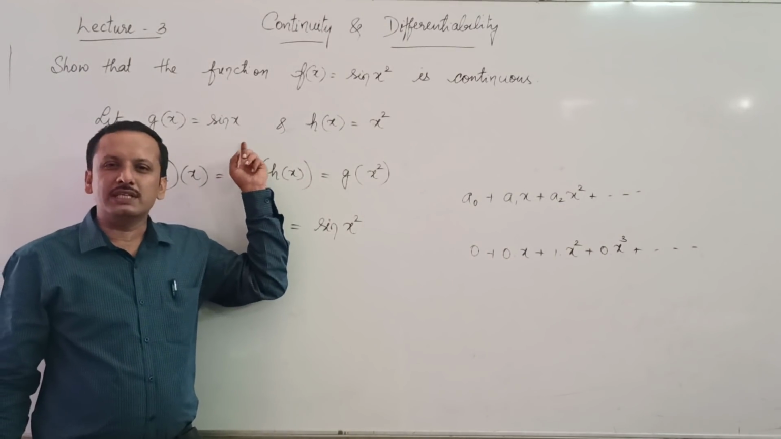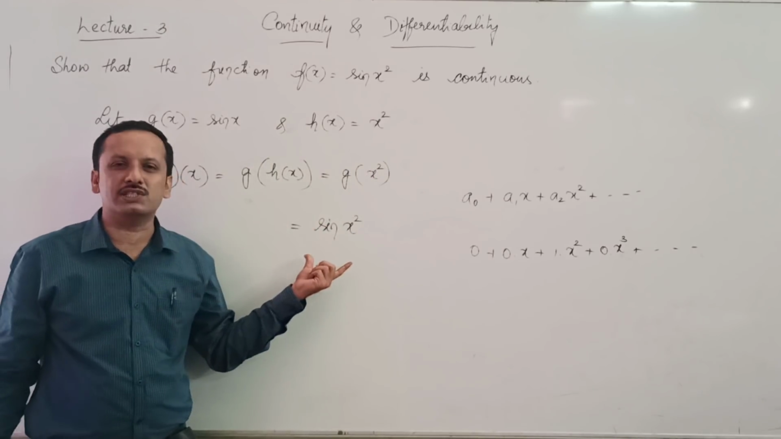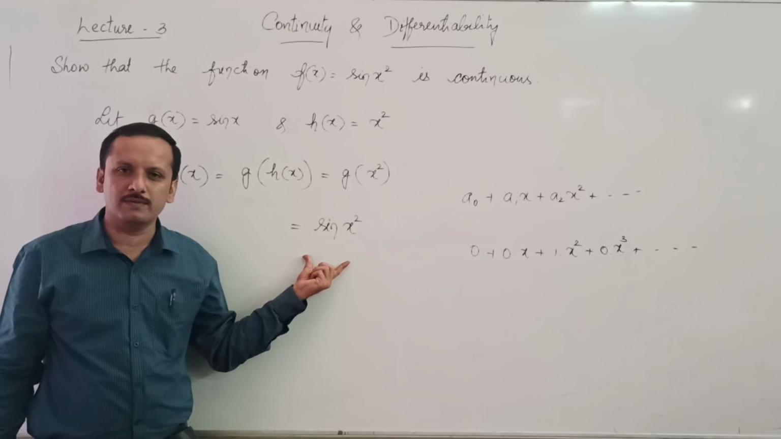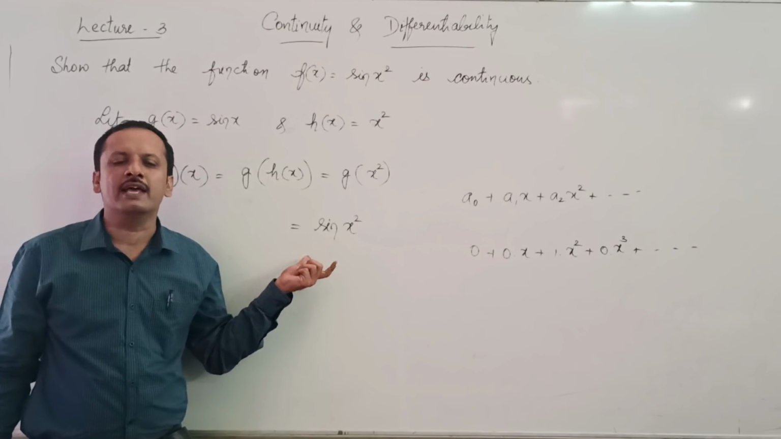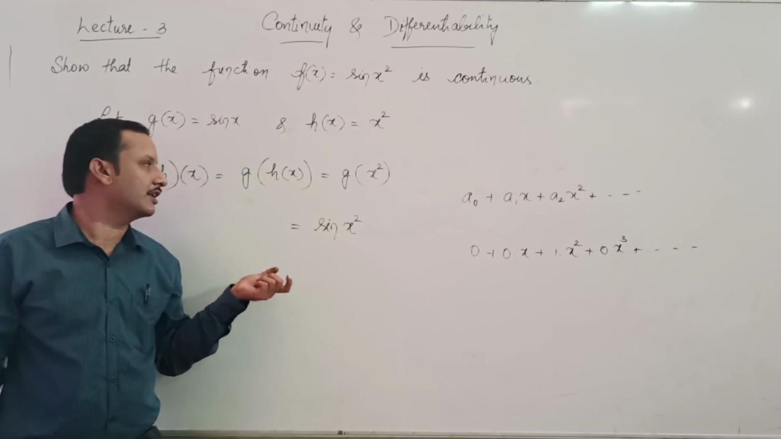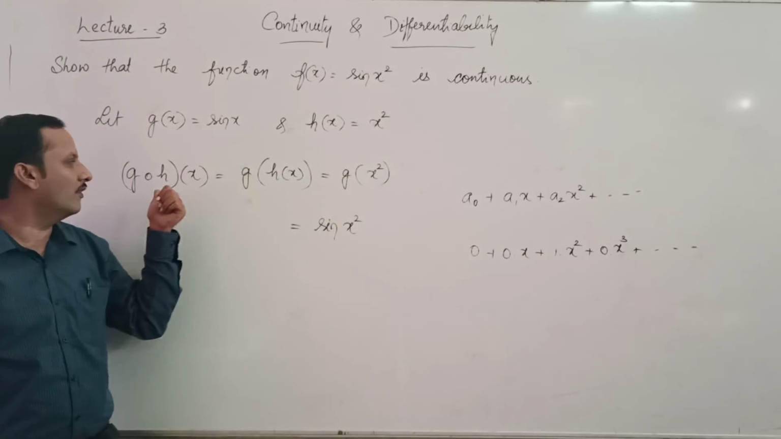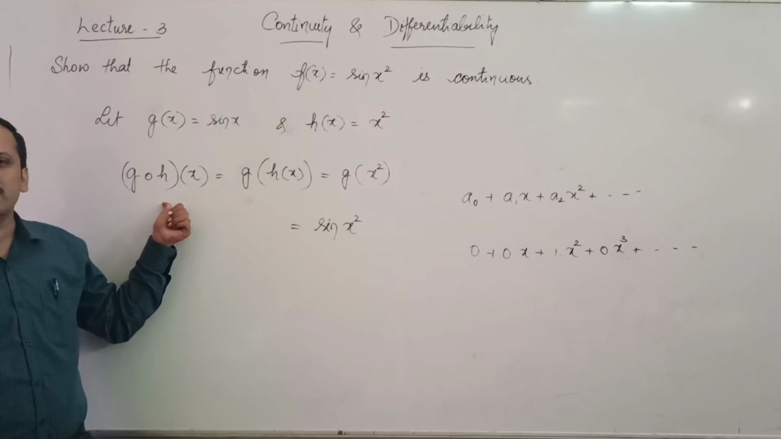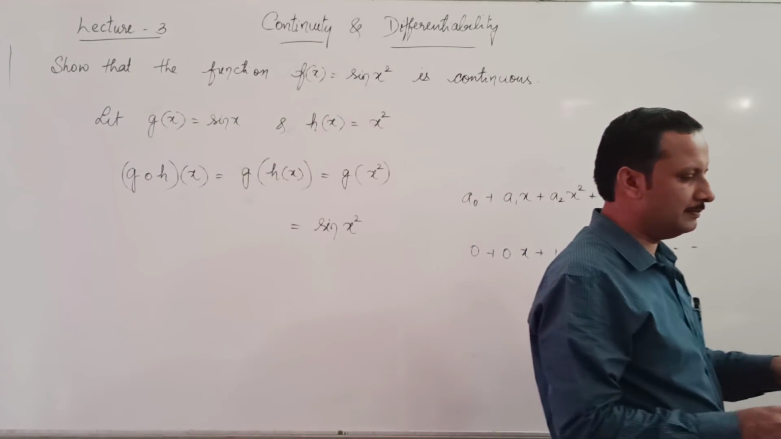We know that G is continuous and H is continuous, therefore G circle H is also continuous. In the previous theorem, we have seen that if f is continuous and G is continuous, then f circle G is continuous. Here G is continuous and H is continuous, therefore G circle H is continuous. Okay, let us look at the next problem.